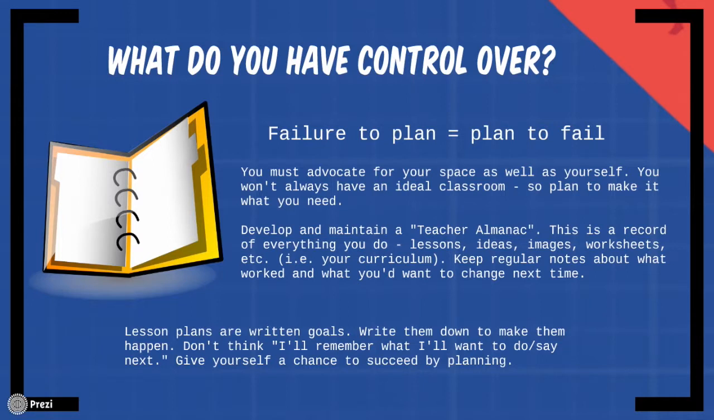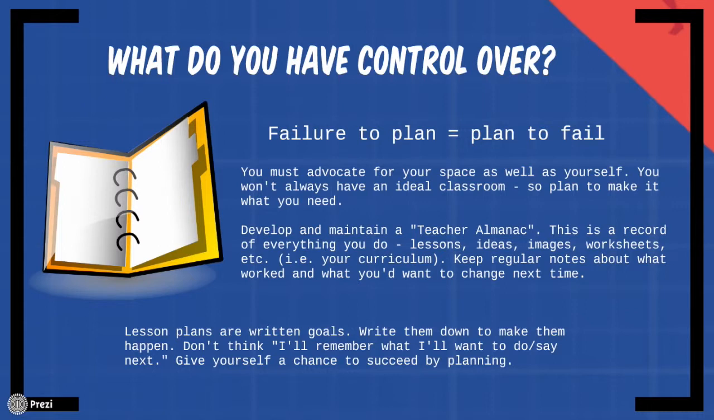Another thing to consider as it comes to space and creating this really well-oiled machine of a classroom, this organized area, is the planning aspect of it, and that comes into the lesson planning. And you know already that when you plan your lessons, you're thinking about planning the space as well as planning the ideas. So a really important thing to think about is a failure to plan is planning to fail. You're not giving yourself or your students a chance to do as well as you could and as they could. You have to advocate for your space as well as yourself. You won't always have an ideal classroom, so you have to plan to make it what you need.